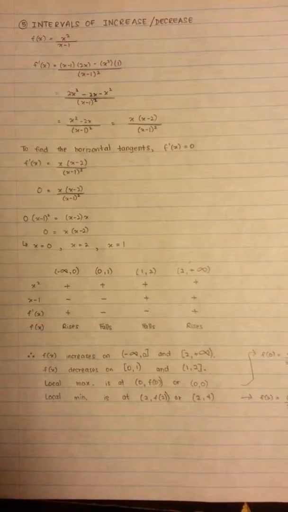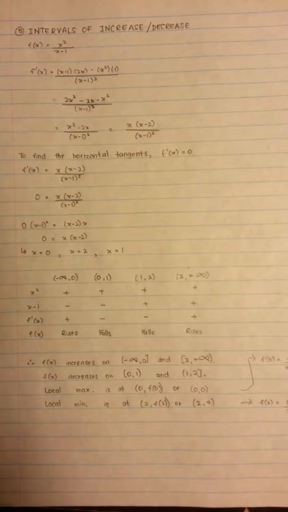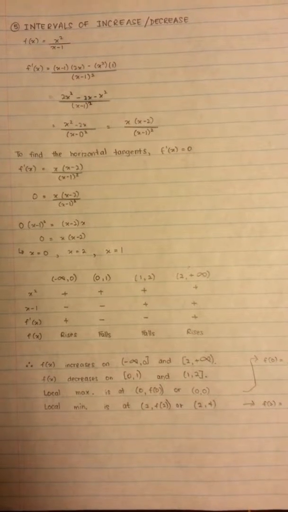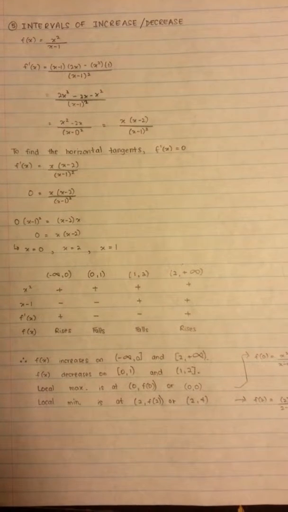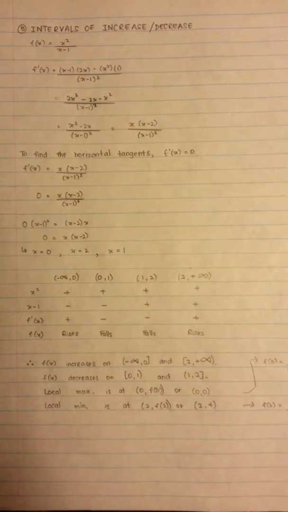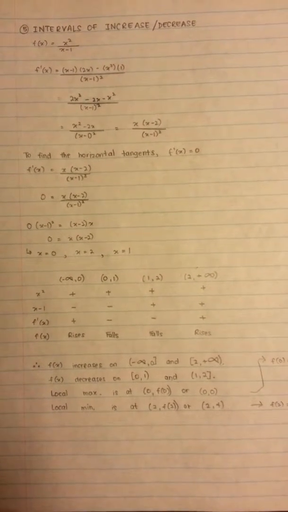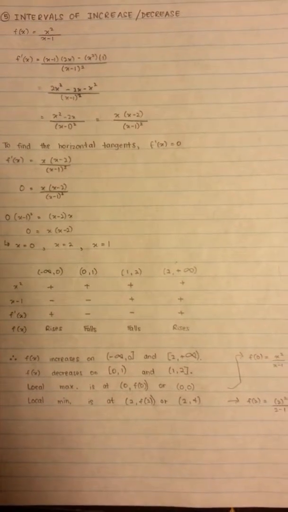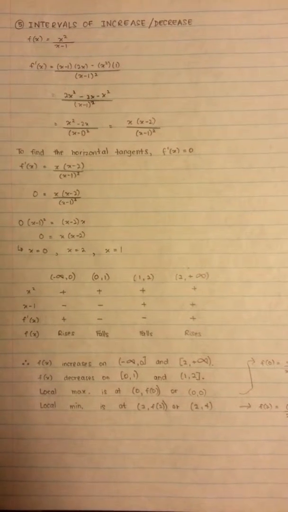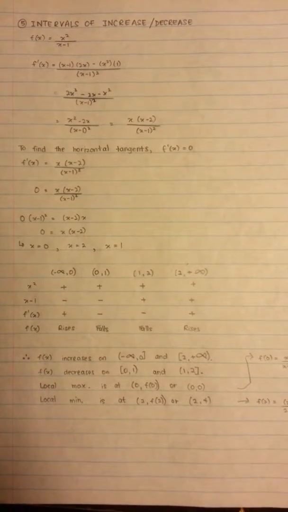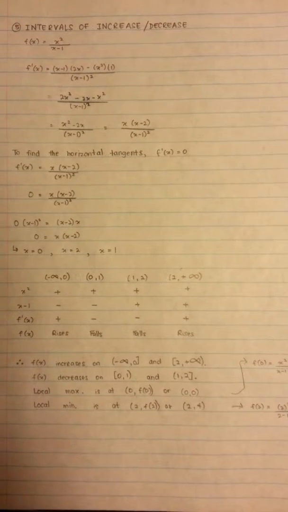So my intervals were negative infinity to 0, 0 to 1, 1 to 2, and 2 to positive infinity. And when I substituted my test values into the functions x squared, x minus 1, and f'(x), I got that f(x) increases on negative infinity to 0 and 2 to positive infinity. f(x) decreases on 0 to 1 and 1 to 2.